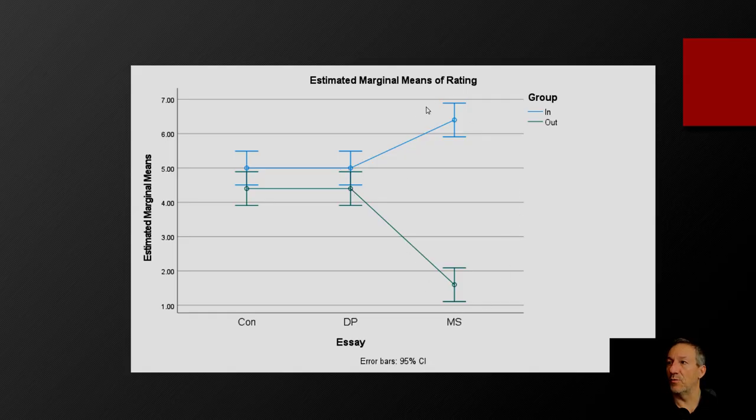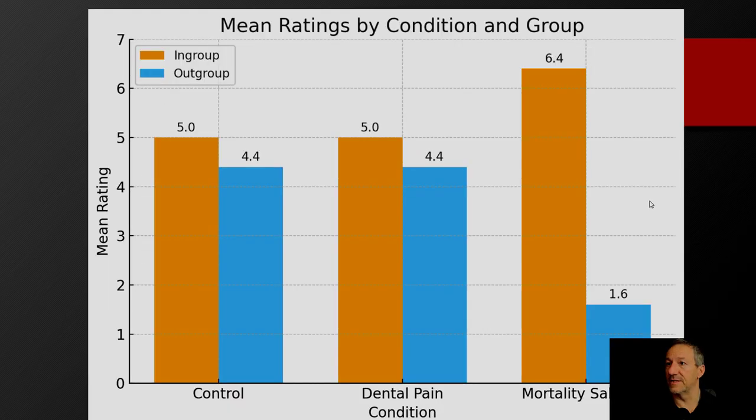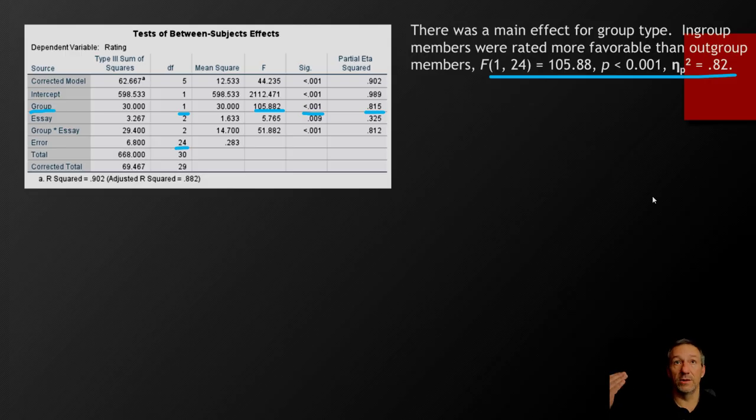The in-group and out-group mortality salience, pretty big difference. There was a lot of overlap in the error bars elsewhere. Here, there's no overlap for that one, the simple effect there. This is what that looks like in the bar graph too. So that's just kind of an overview of what it looks like. We have to now go in and get all of our results from the SPSS output.